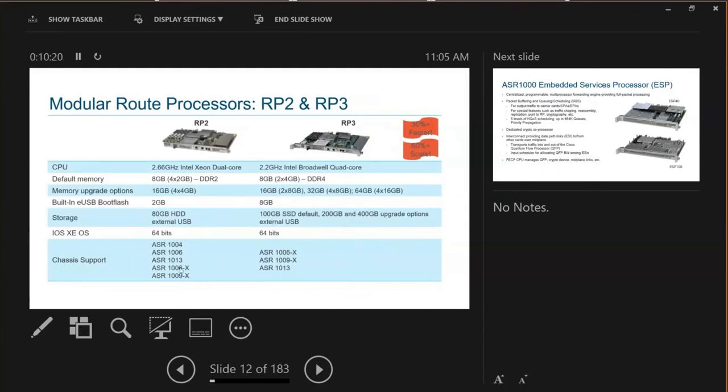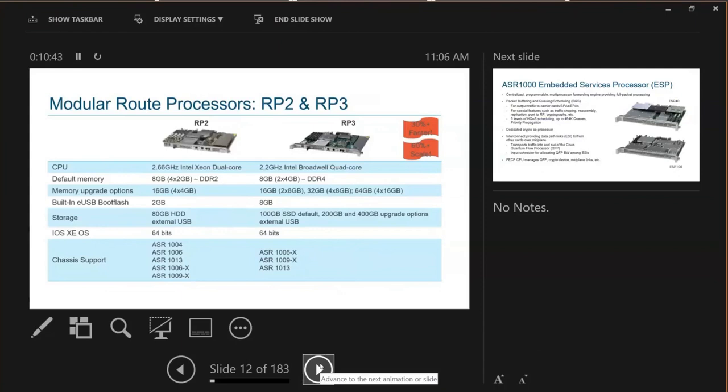The chassis that they support: RP2 supports ASR 1004, 1006, 1013, and 1006X and 1009X. The support of RP3 is limited to the latest chassis like 1006X, 9X, and 13. So that is the difference between RP2 and RP3.